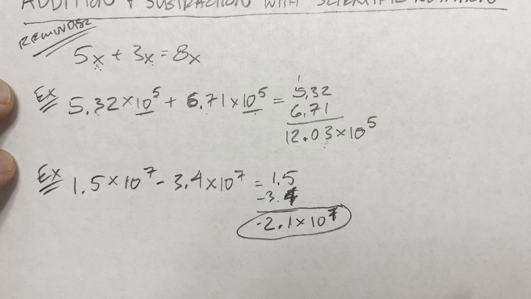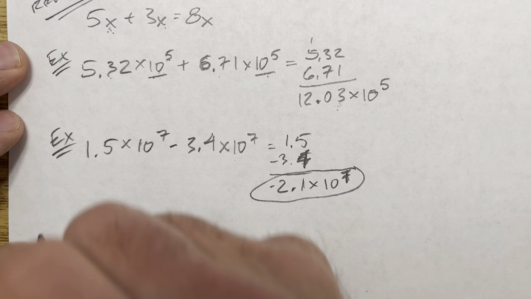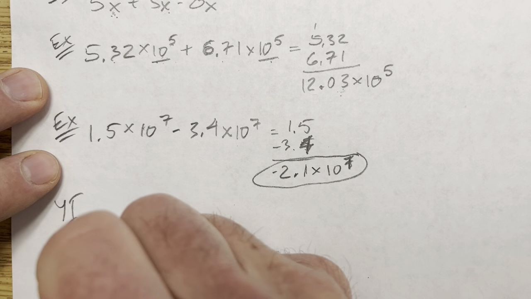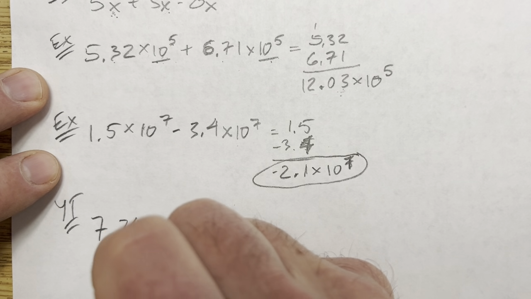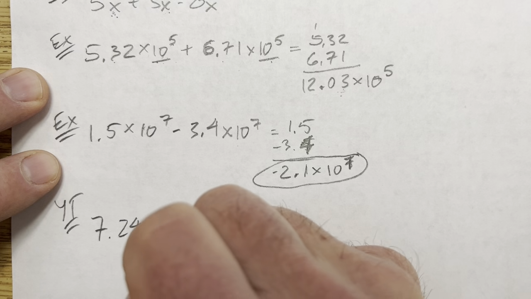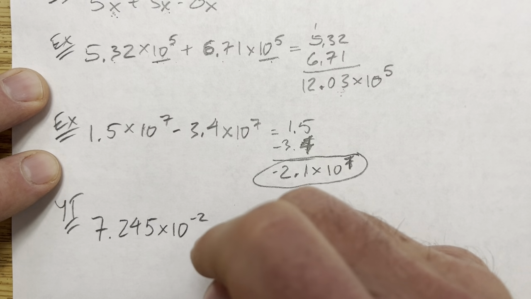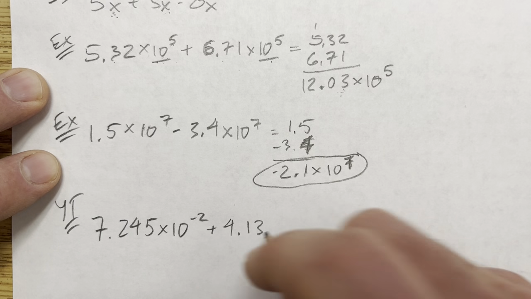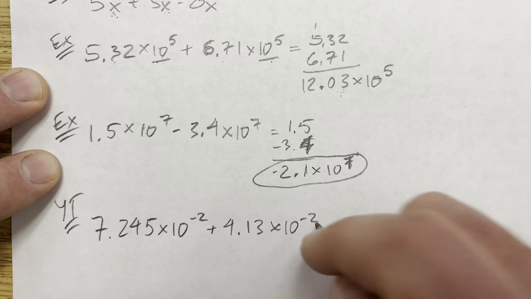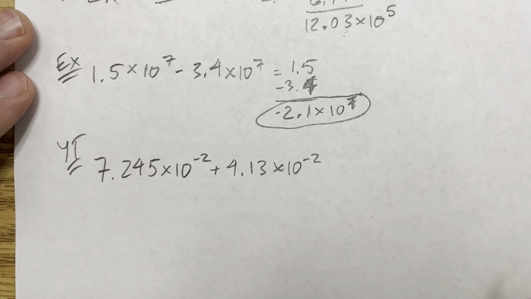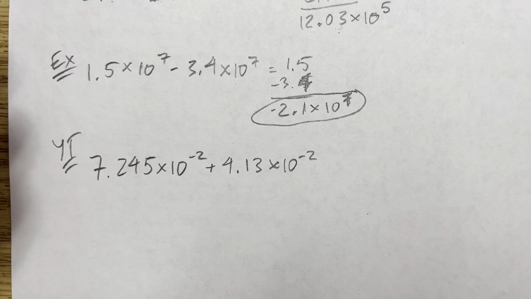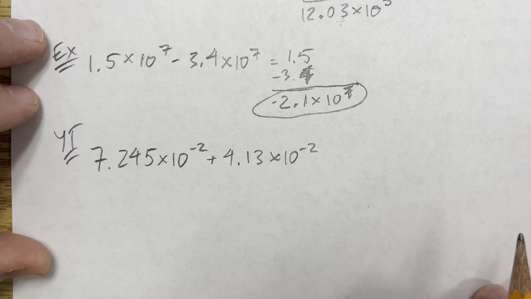So let me have you do one on your own. 7.245 times 10 to the negative 2 power plus 4.13 times 10 to the negative 2 power. Go ahead and pause the video, do this, you try, and then when you're done, unpause and we'll do it together. All right, let's see how you did.